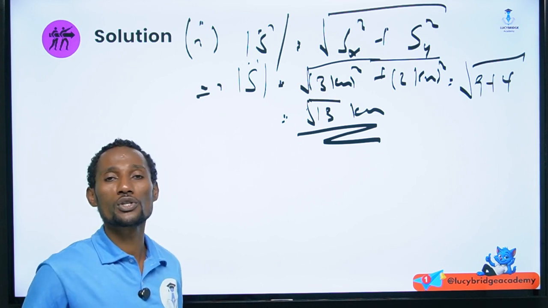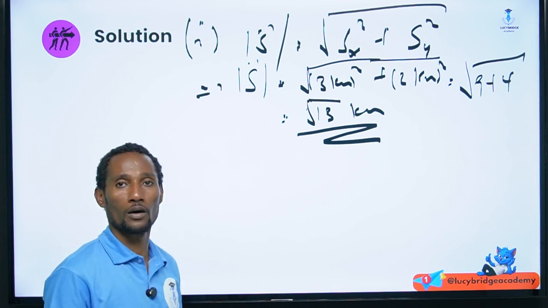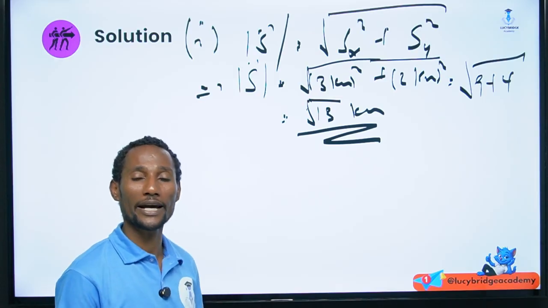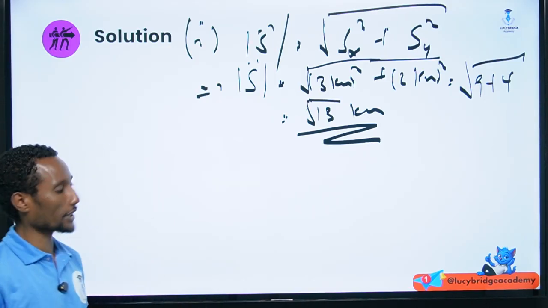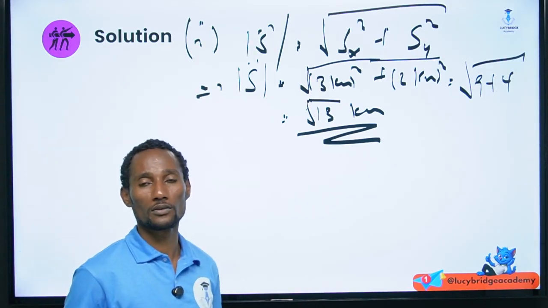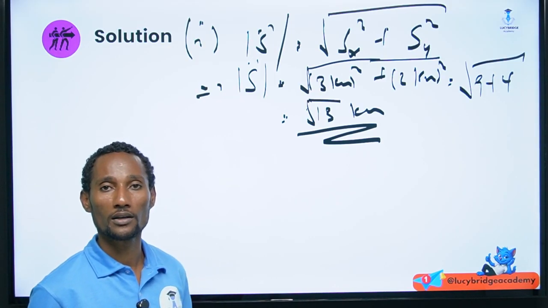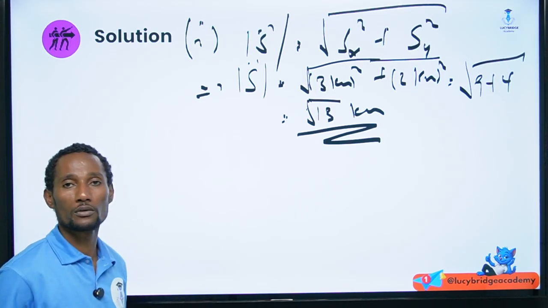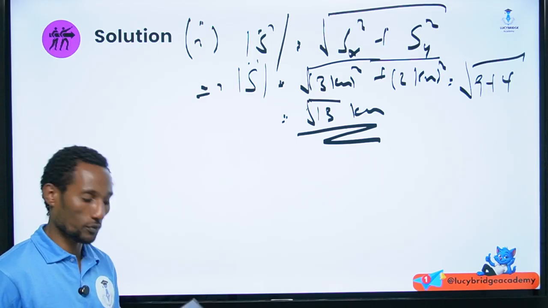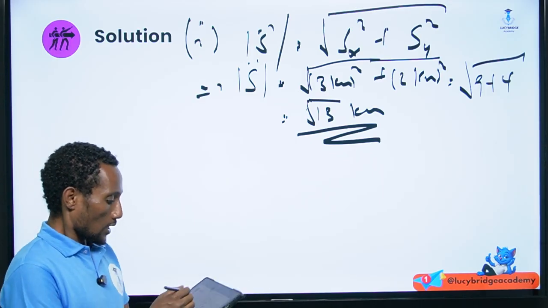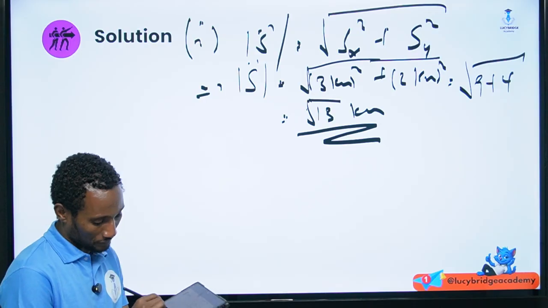Or you can use the square root table or a scientific calculator to get the result. It is approximately 3.6 kilometers.